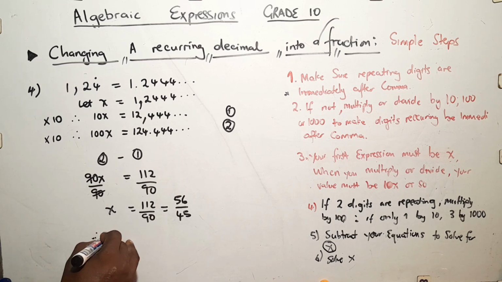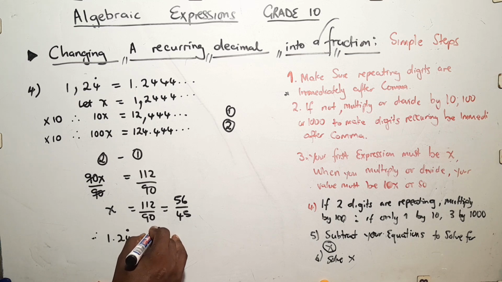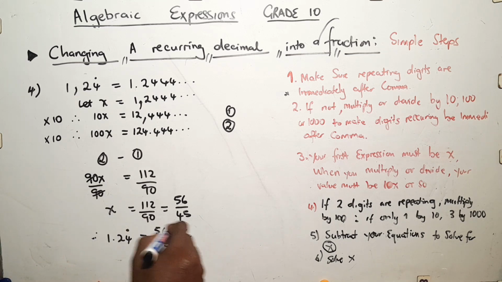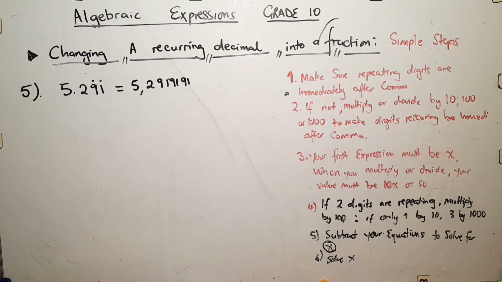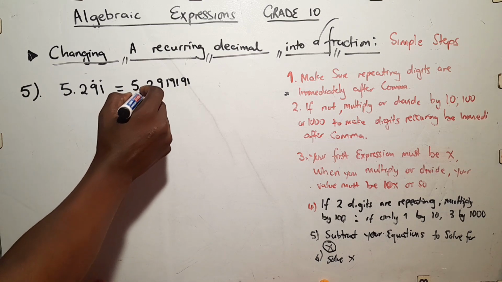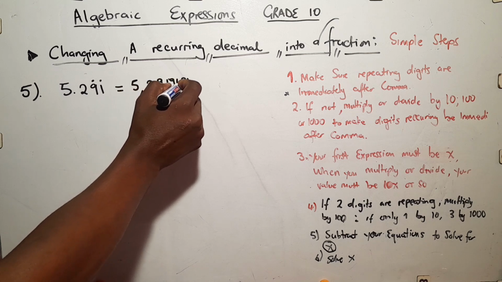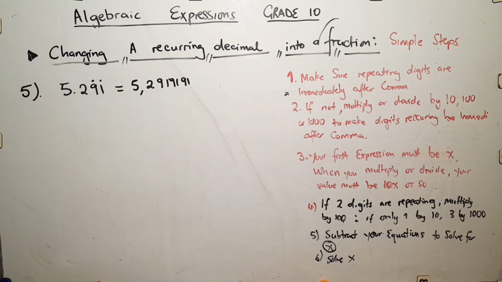So which means that your 1.24 recurring is equivalent to 56 over 45, just like that. So let's move to a bit of complex numbers. So let's take a look at 5.291 recurring. So this is equivalent to 5.2919191, because 9 and 1 are the ones that are recurring.